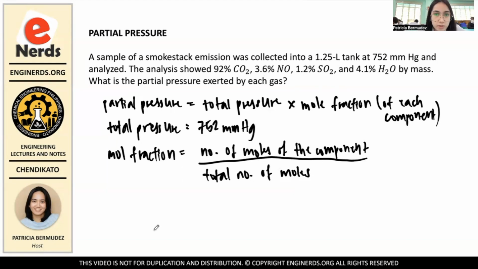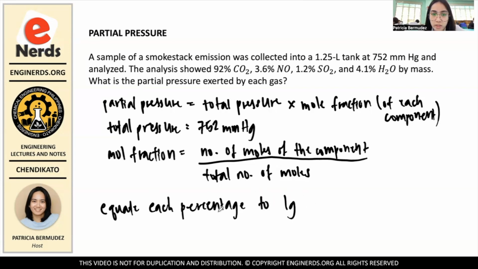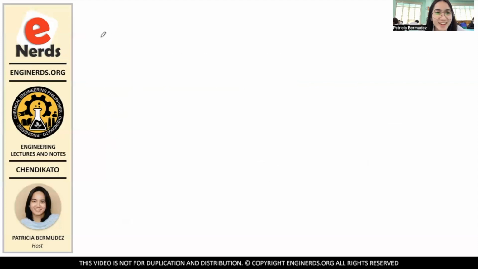Okay. The next step is to equate each percentage to 1 gram. When we say equate each percentage to 1 gram, we say that the 92% carbon dioxide is actually equivalent to 92 grams of carbon dioxide in that sample. And 3.6% nitrogen oxide will be 3.6 grams. So the next step here is to find and list down the mass of each component.